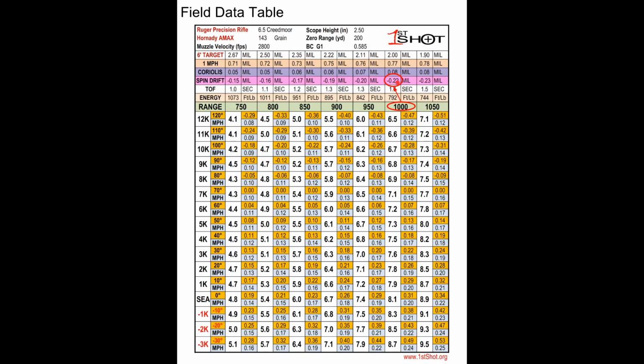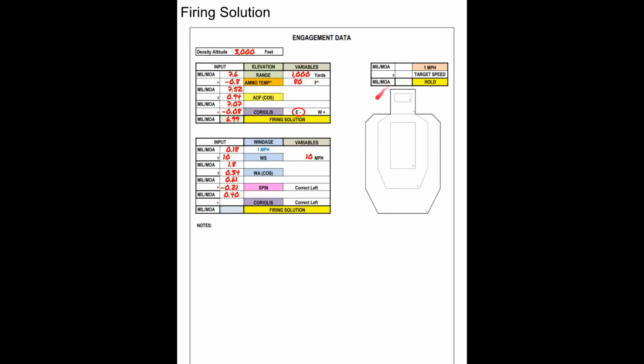Now we're going to look at our spin drift. We're going to correct to the left because we have a right twist in our barrel. 1,000 yards. Correct to the left, 0.22. We're going to put that in for spin. 0.21. Sorry, missed it by a hundredth there. And so that brings us to 0.4 correction.